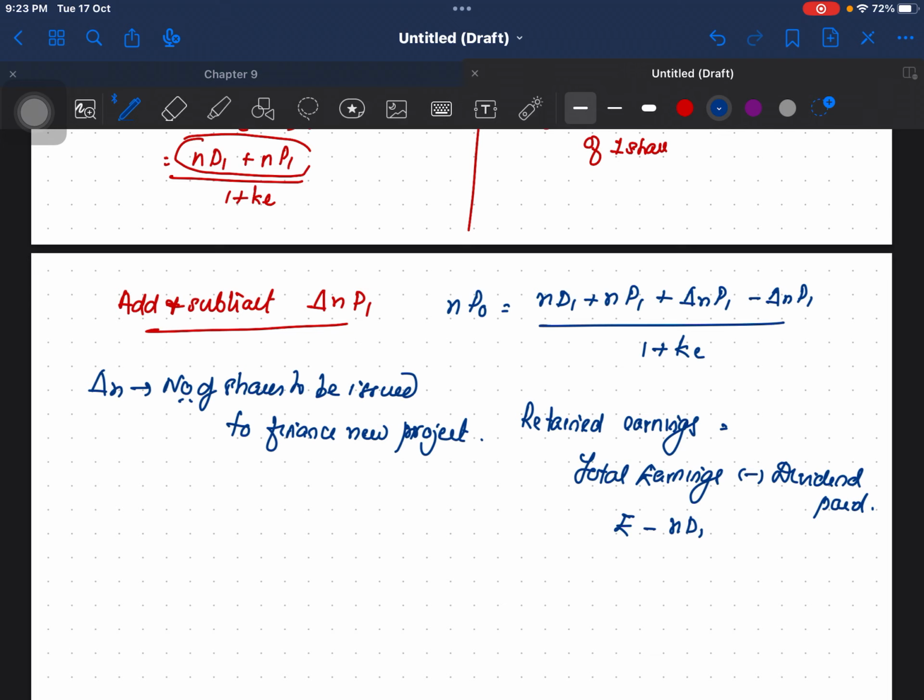Now what is next? Suppose you require an amount for financing the new project.